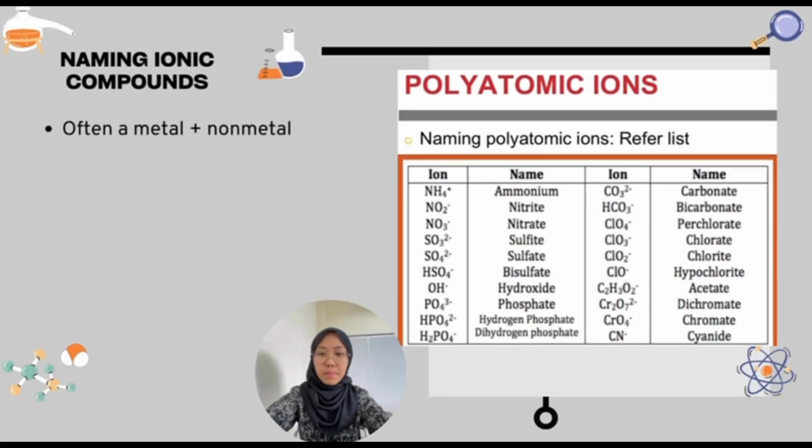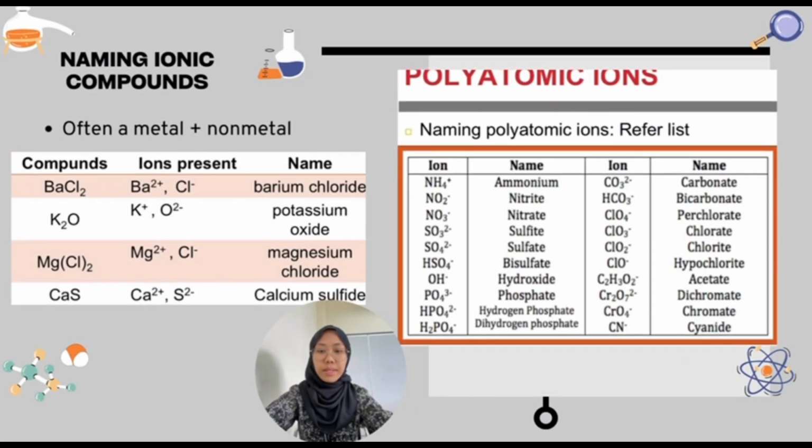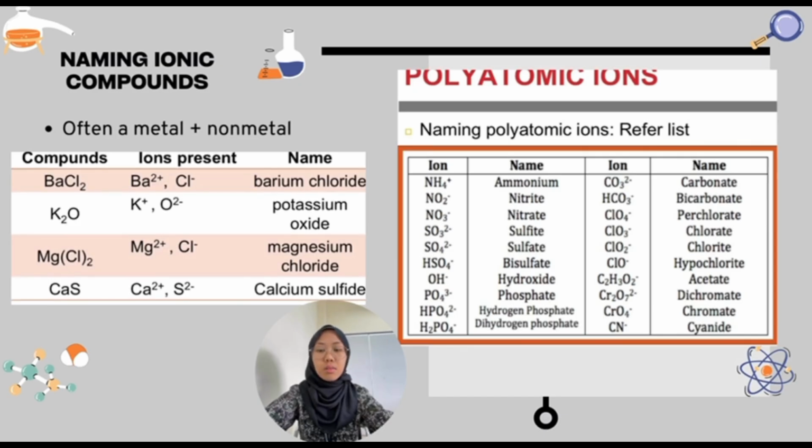So here we have naming ionic compounds. It is often a metal plus a non-metal. For example, the compound BaCl2, the ions present are Ba2+ and Cl-. The name of the compound is barium chloride. The second one is K2O. The ions present are K+ and O2-. The name of the compound is potassium oxide. And the last one, we have polyatomic ions. To name the polyatomic ions, we can refer to the list.